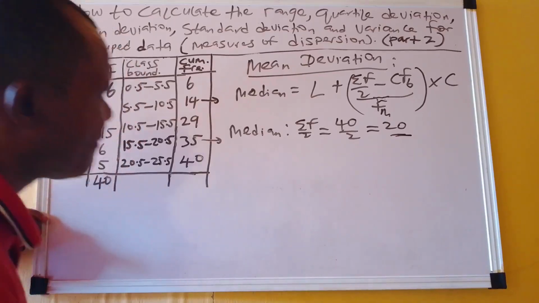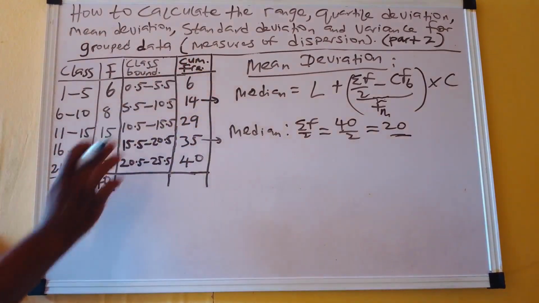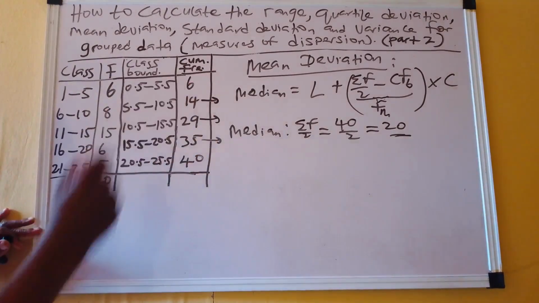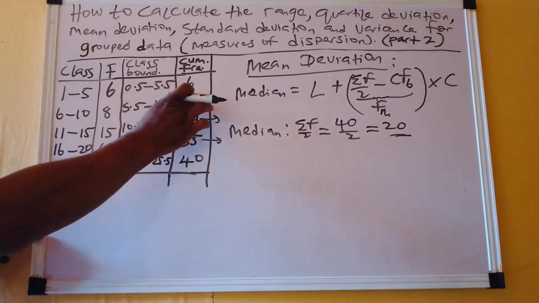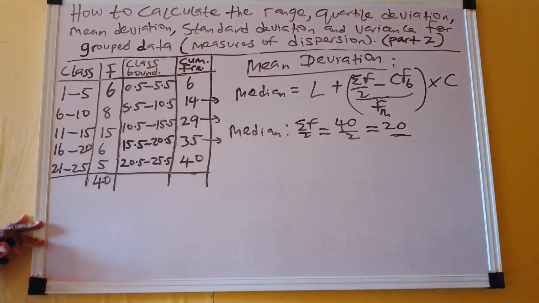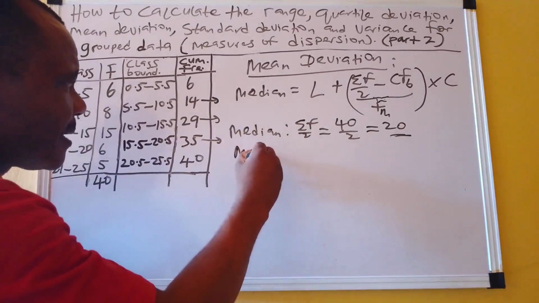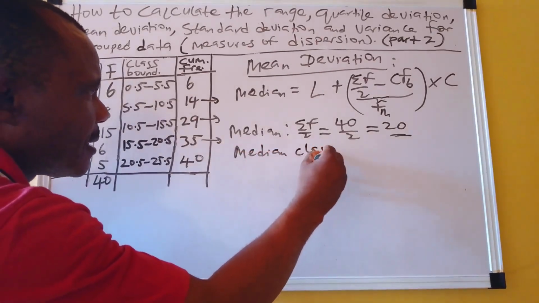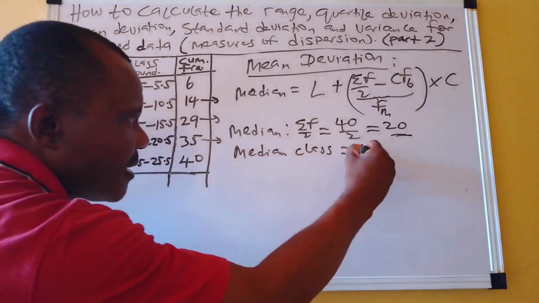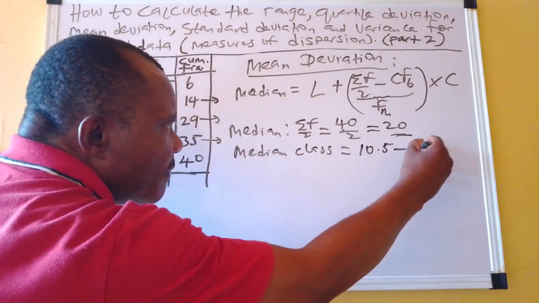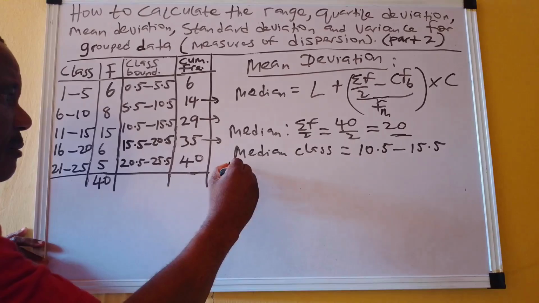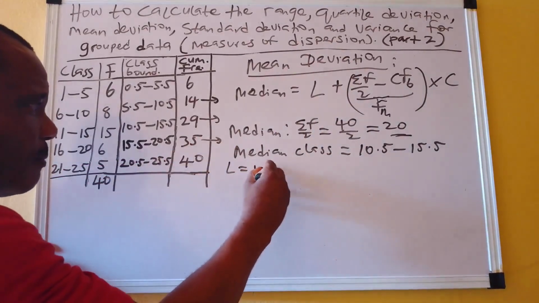Now where does the median fall? This is 6, of course, 20 is above it. This is 14, 20 is above it. So the median falls here. It's higher than 14, but between that and 29. So our median class will be equal to 10.5 to 15.5. The things we need: our L, which is the lower value for that class, will be 10.5.